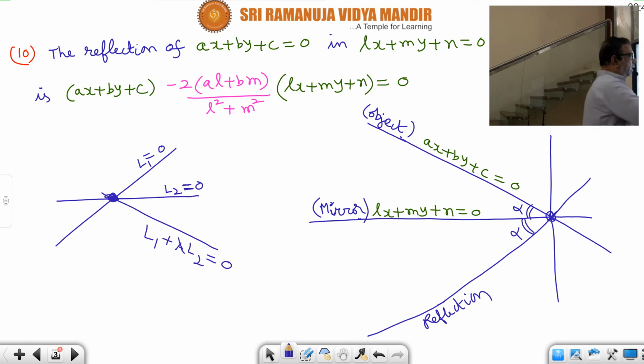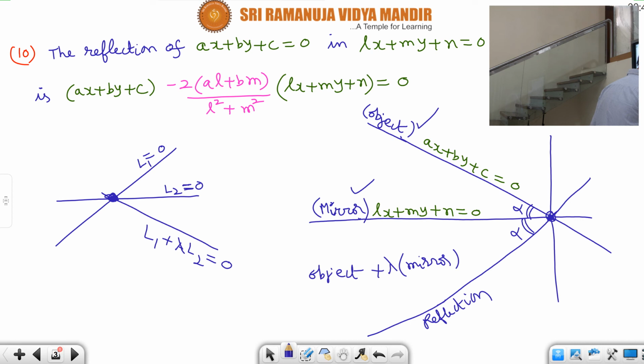Similarly here, our L1 is the object line in the diagram. Our L2 is the mirror line. Then this reflection line, because it is passing through their point of intersection, must be in the form object line plus lambda into mirror line. Tell me. Object line plus lambda into mirror line is equal to 0. See, that is why it is in this form.